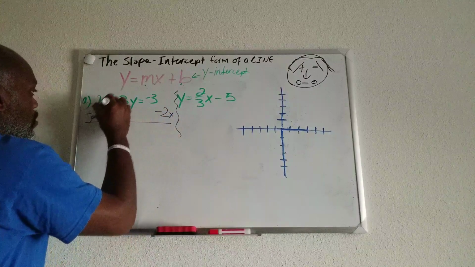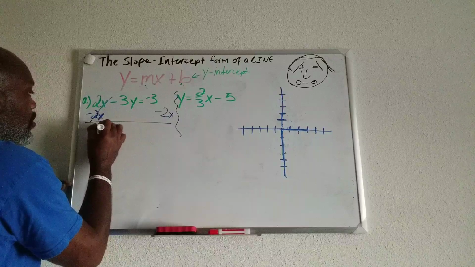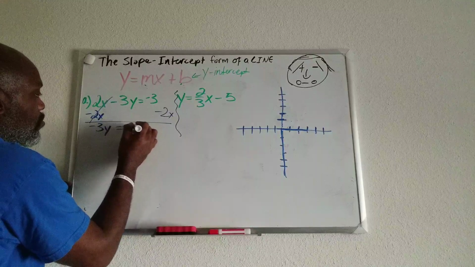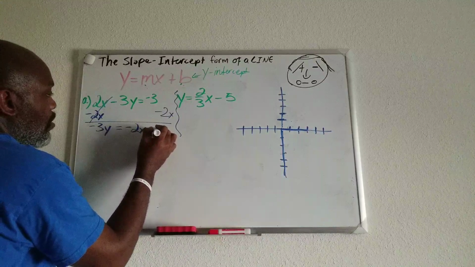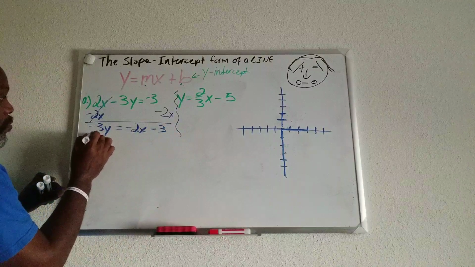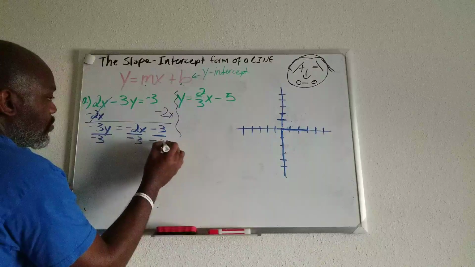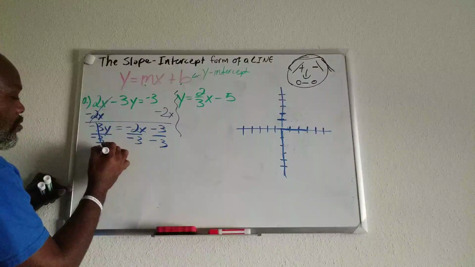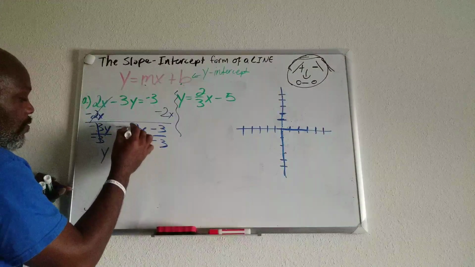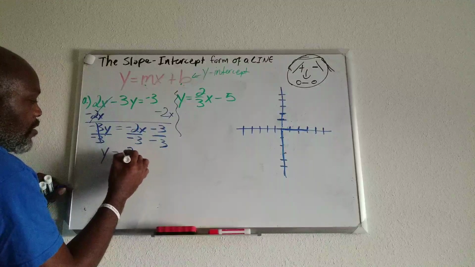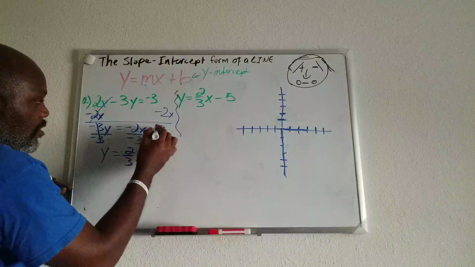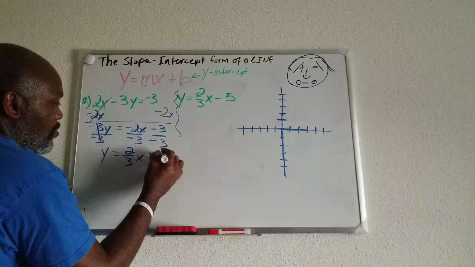All right, we subtract the 2x from both sides. We end up with -3y equals -2x minus 3. Then we divide all sides by -3. This reduces to 1. Negative divided by a negative is a positive, so that's 2/3 x.